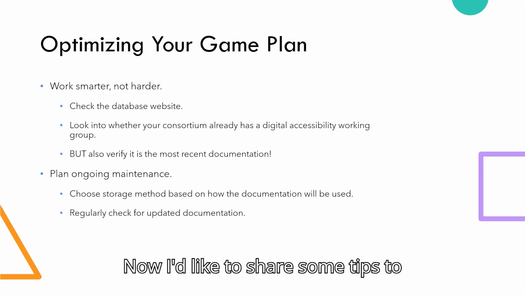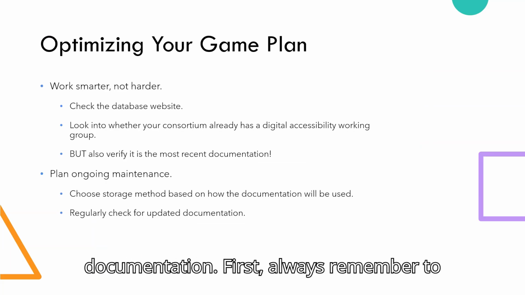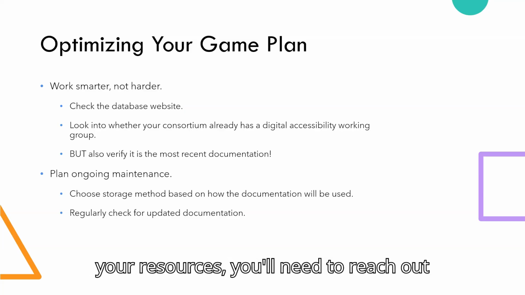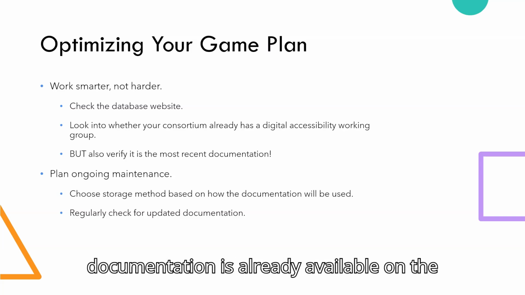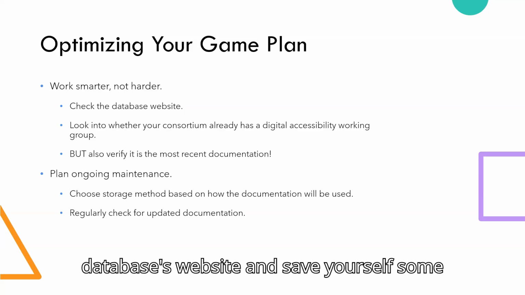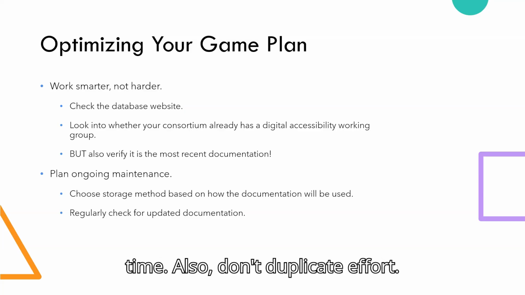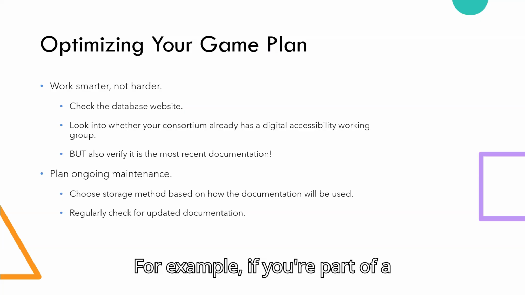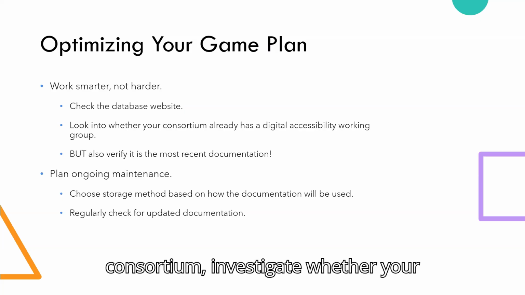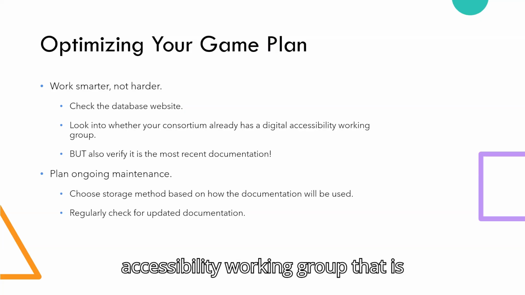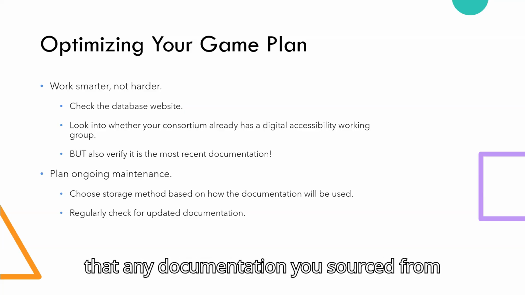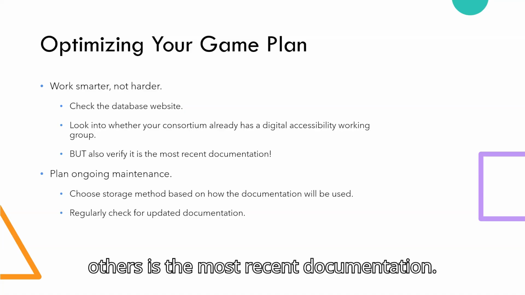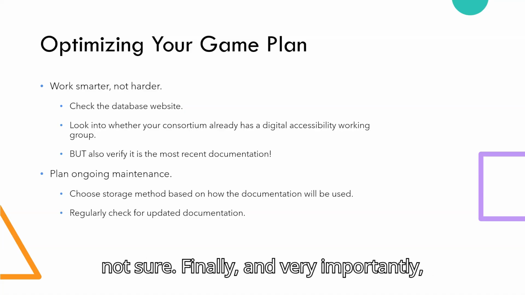Now I'd like to share some tips to optimize your approach to collecting documentation. First, always remember to work smarter, not harder. For many of your resources, you'll need to reach out to vendors one by one over email, but it's worth it to check if the documentation is already available on the database's website and save yourself some time. Also, don't duplicate effort. For example, if you're part of a consortium, investigate whether your consortium already has a digital accessibility working group that is collecting VPATs. However, also make sure that any documentation you source from others is the most recent documentation. Double check with your vendor if you're not sure.